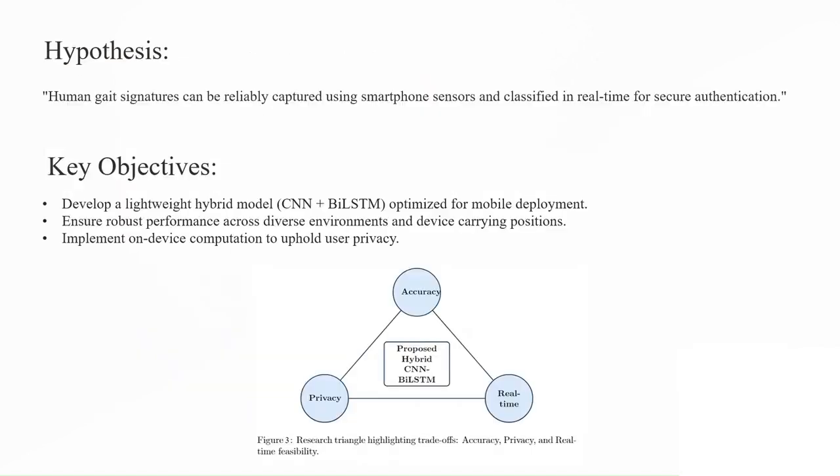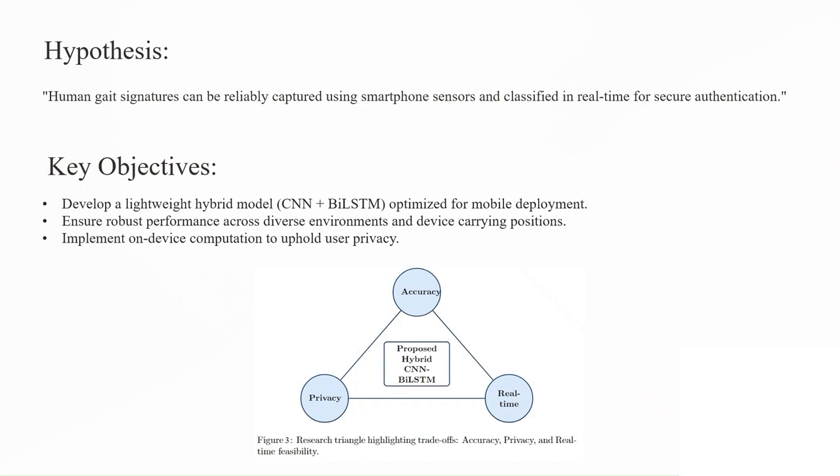So our hypothesis is that human gait signatures can be reliably captured by mobile sensors and used for secure real-time authentication. To validate this, we set three objectives. First is to design a lightweight hybrid deep learning model combining CNN and BiLSTM. Second is to ensure robustness across device positions and environmental conditions. And third, to prioritize user privacy by keeping all processing local to the device.